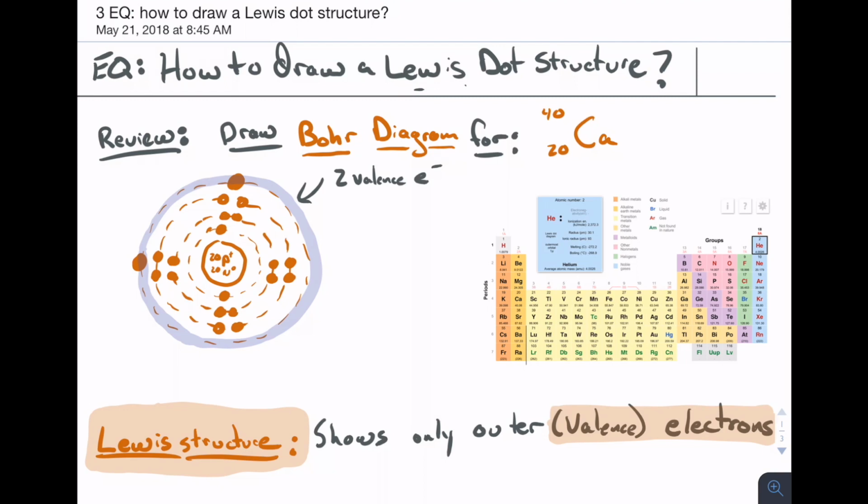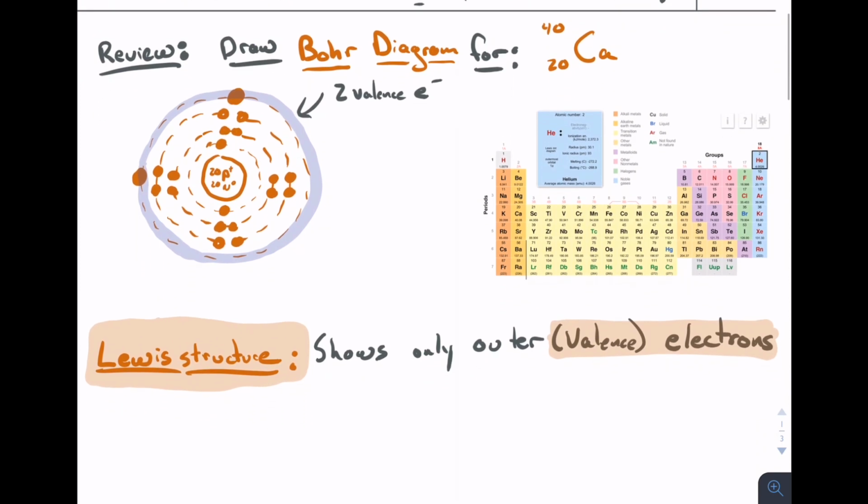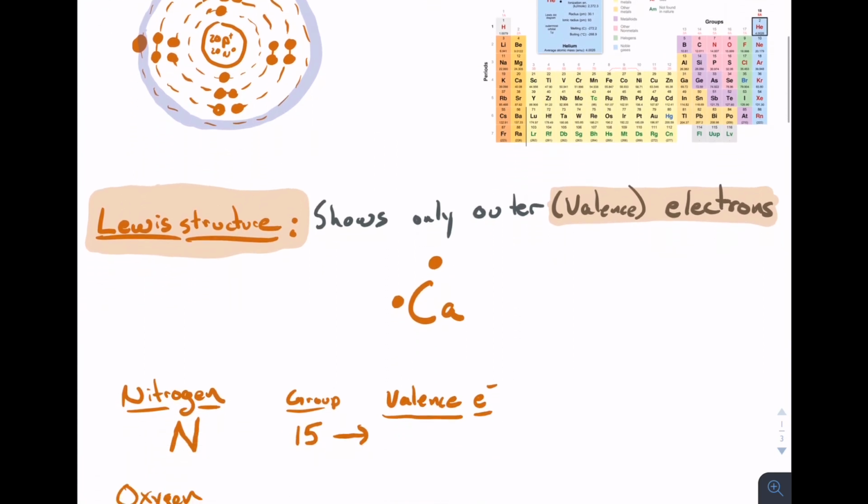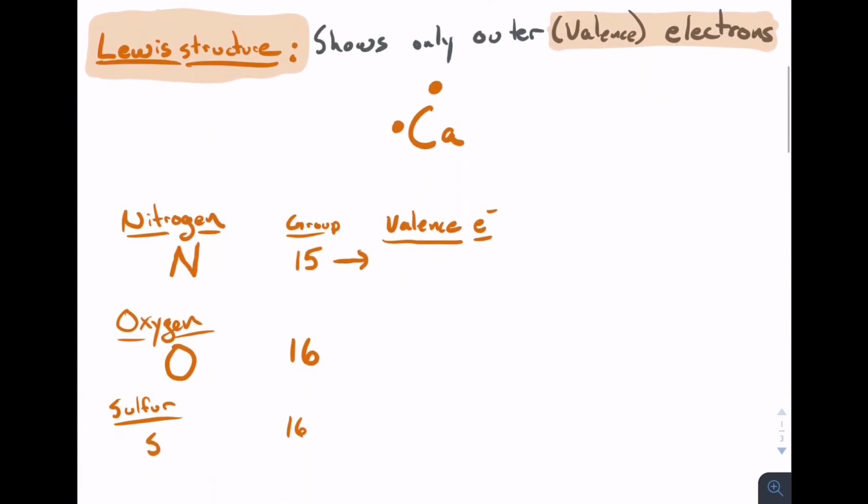So what we have then is this thing called a Lewis dot structure. A Lewis dot structure, sometimes just called a Lewis structure, only shows the outer or valence electrons. To draw the Lewis structure for calcium, you start with the chemical symbol, Ca, just like on the periodic table, and then you put in dots for each of the valence electrons. Since calcium has 2 valence electrons, we'd only put 2 dots. Let's take a look at some examples.